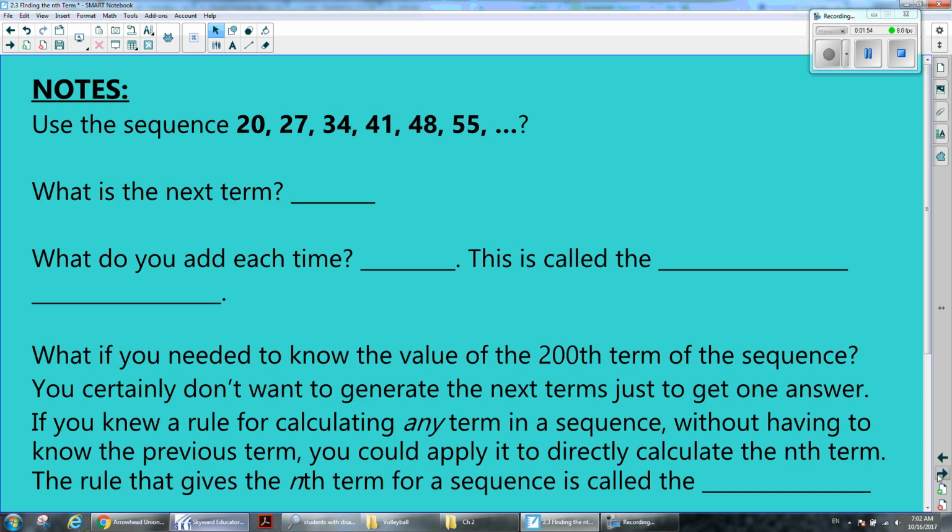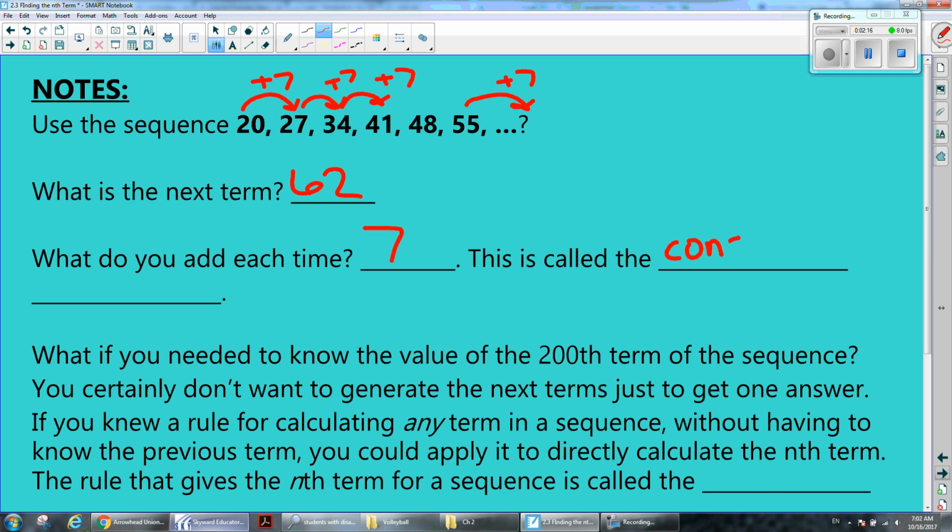All right, here's our sequence. The next term would be 62, because each time we are adding 7. Okay, so if I took 55 and added 7, I would get 62. So since we're adding the same thing each time, this is called the constant difference.